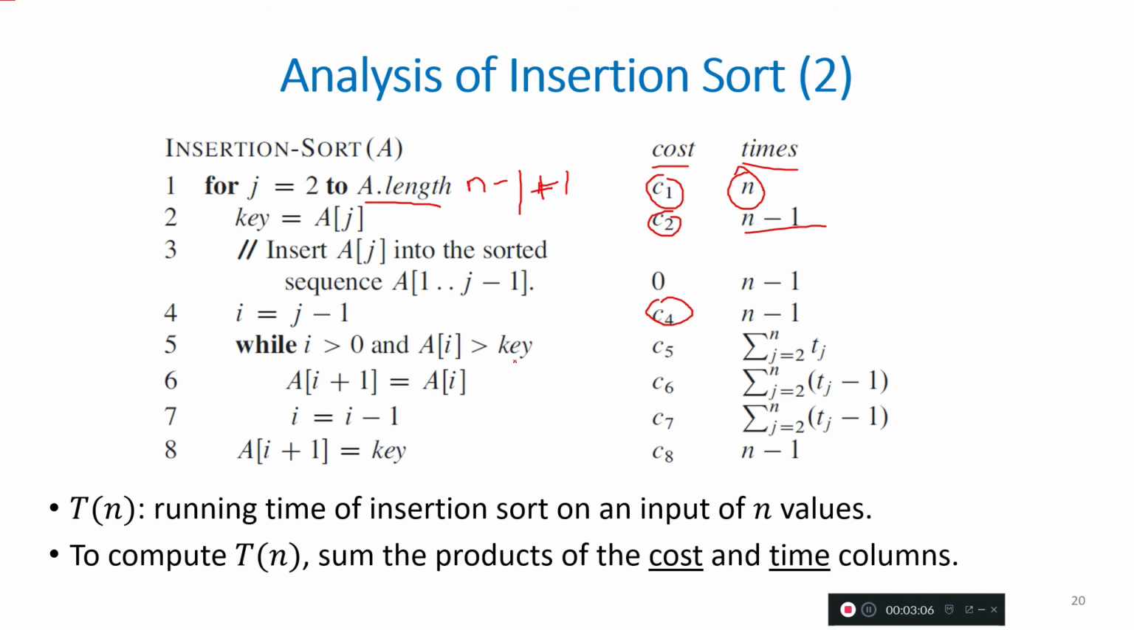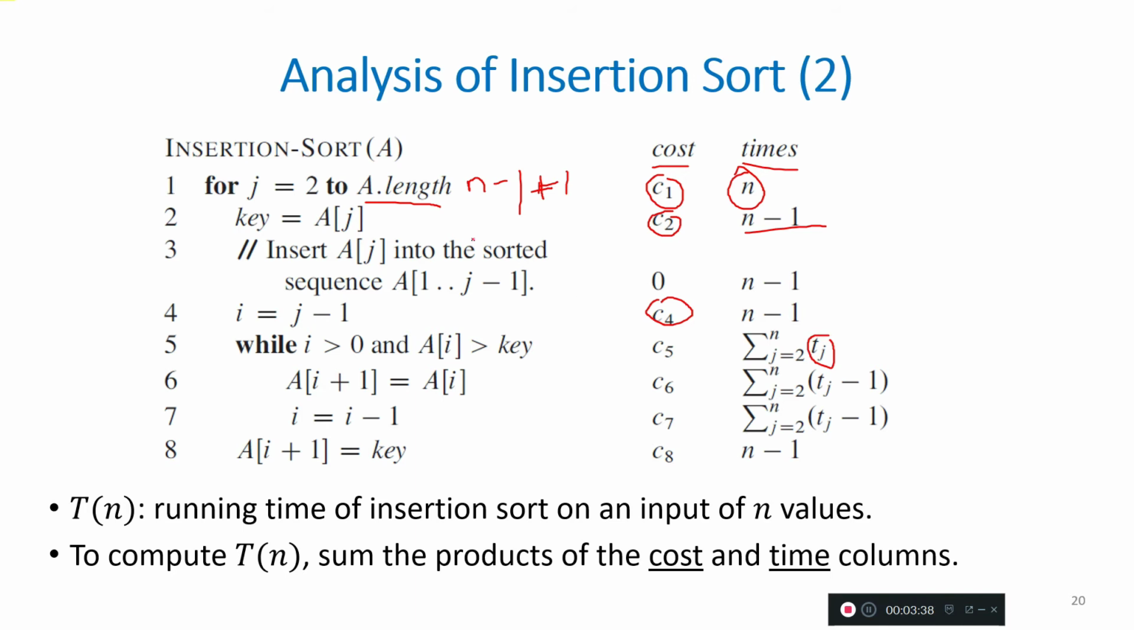In the worst case, if the key or the card that you pick up from the table is the smallest value, then you would swap it with each and every number that is to the left of the red line. And therefore, the while loop would be executed the maximum number of times. Due to this, we cannot exactly determine the number of times that the while loop would be executed for each iteration of the for loop. And that's why we use the term Tj.